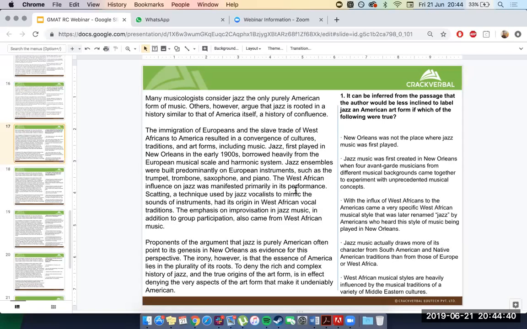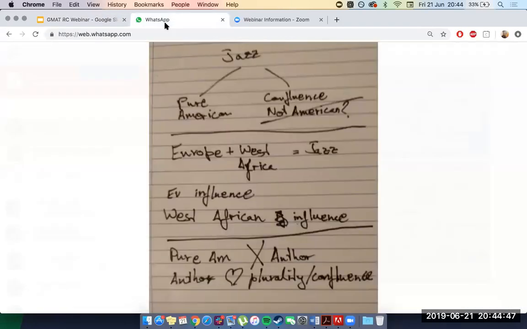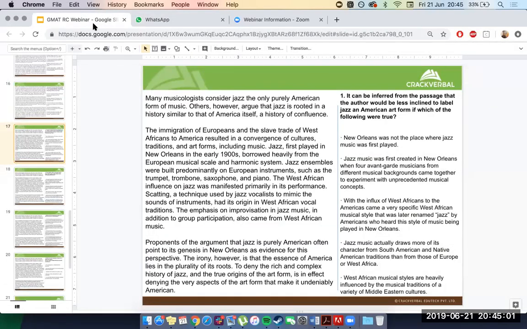The irony, however, immediately now I've learned something else. What I've learned is that the author does not agree with the pure American theory, because immediately it's saying the people who believe it's pure American say this. It's still worth reading the sentence, but it's telling me that the irony, however, is that the essence of America lies in the plurality of its roots. The thing that is American is the plurality.